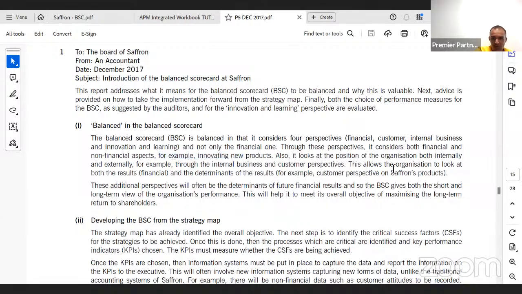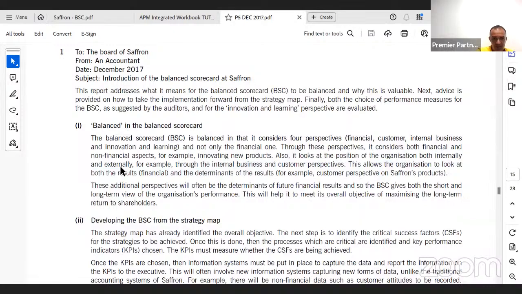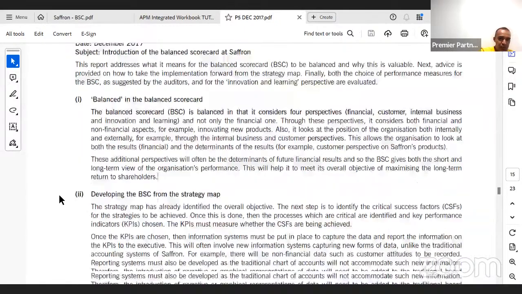For example, innovating new product. Also, it looks at position of organization both internally and externally. Another mark. This allows the organization to look at both results and determinants, causes. Another mark. Results is financial, causes are other things. What helps you to achieve that result? Short and long-term view, another mark. And overall, it will help you to maximize long-term return of the shareholders, which is the objective. Be spot on.